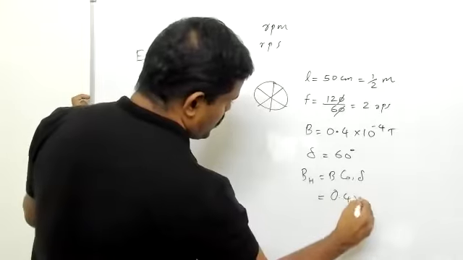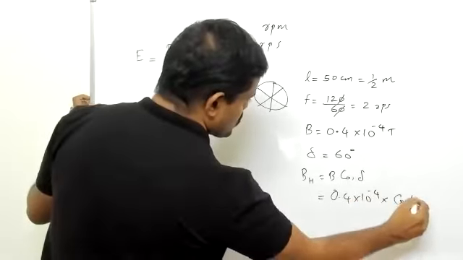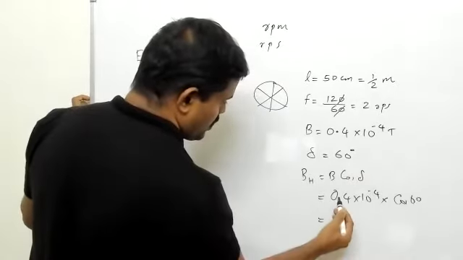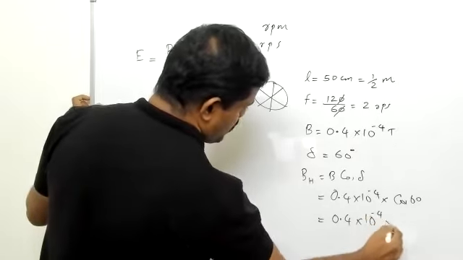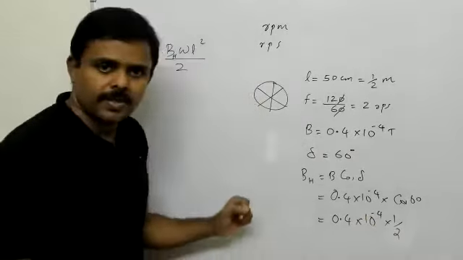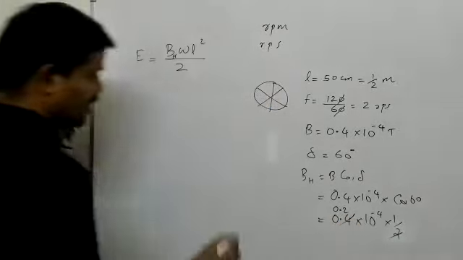So 0.4 into 10 power minus 4 into cos delta, cos 60. Cos 60 is what? Cos 60 is 1 by 2. The 2 and this are cut. This is 0.2. So let us put them over here.